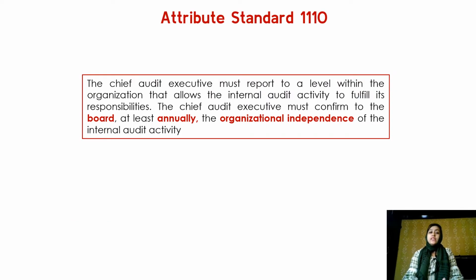Now, what is told in Attribute Standard 1110? It is saying that the Chief Audit Executive must confirm at least annually the organizational independence of the internal audit activity to the board.